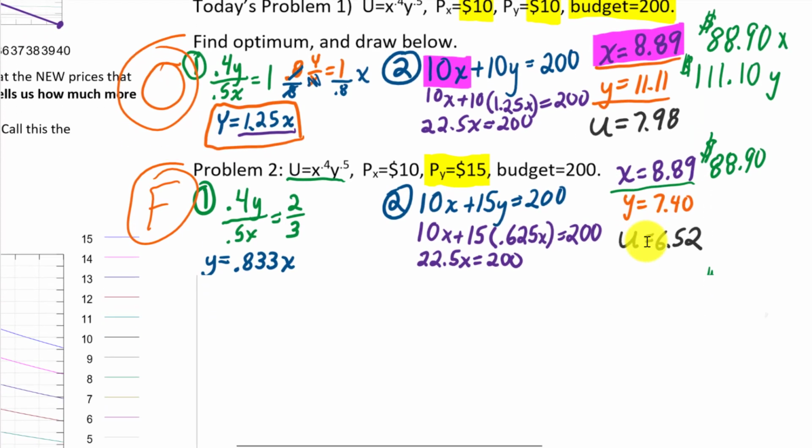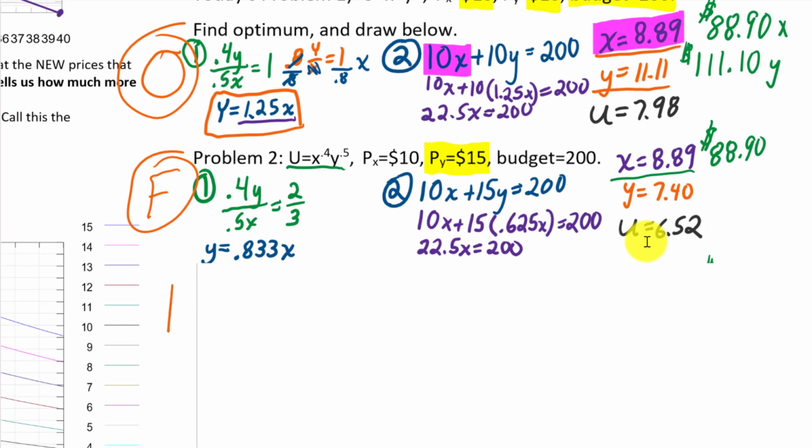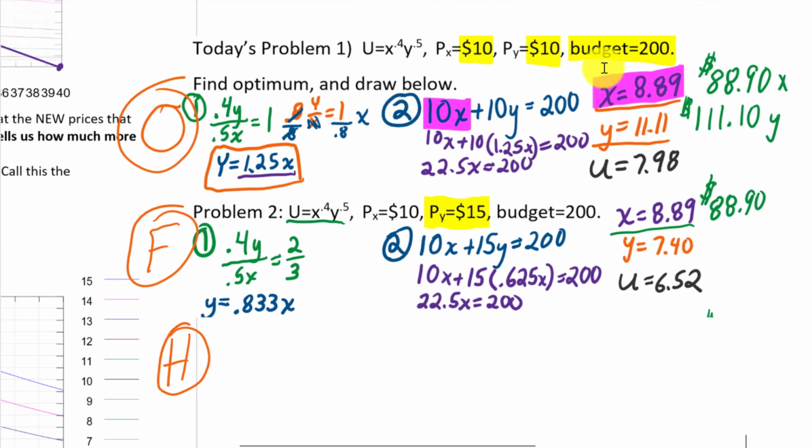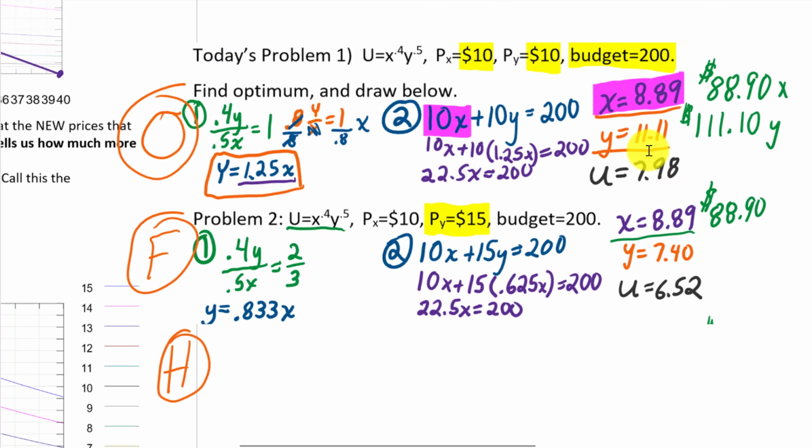Now we're going to do the hypothetical solution, H. And here we're going to ask the question: okay, suppose I wanted to give this person some more money. We see this person is less happy. Their utility has gone down from 7.98 to 6.52. The prices have gone up. The price has gone up from 10 to 15 for Y.